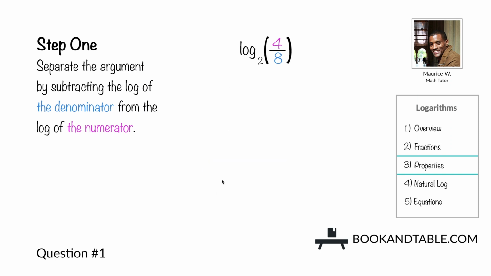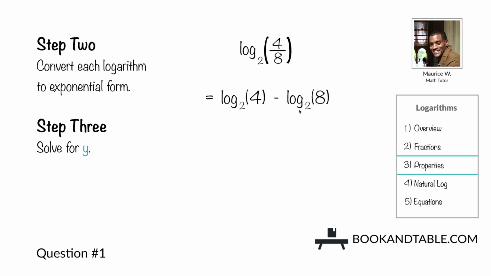Question number 1. We are given the log of base 2 of 4 divided by 8. So step 1, separate the argument by subtracting the log of the denominator 8 from the log of the numerator 4, giving us the log of base 2 of 4 minus the log of base 2 of 8. And the log of base 2 of 4 can be simplified further, as well as this term, the log of base 2 of 8. So we want to convert each logarithm to exponential form and then solve for its y.